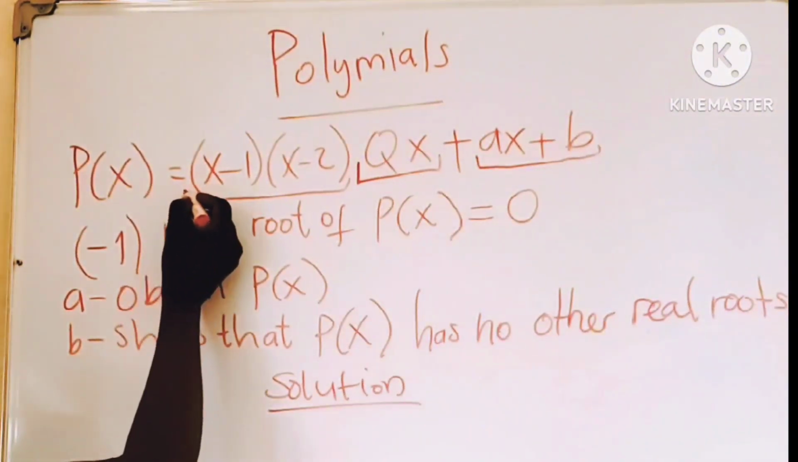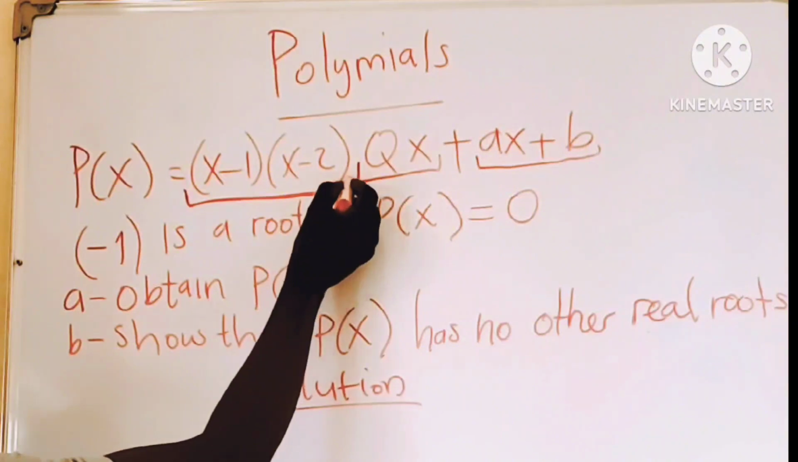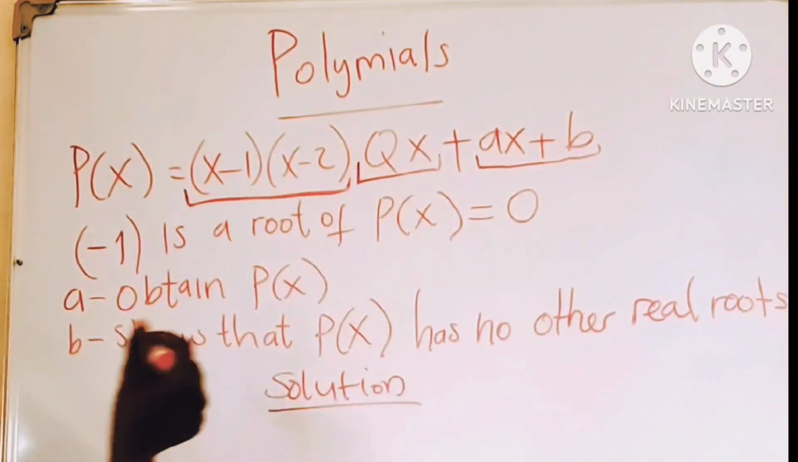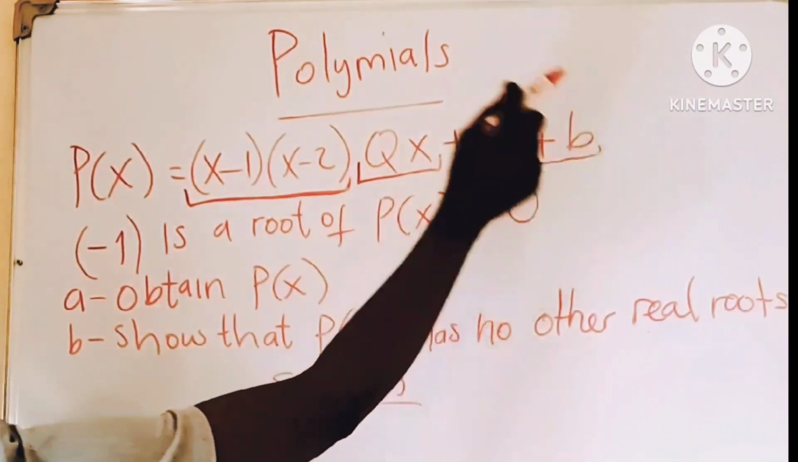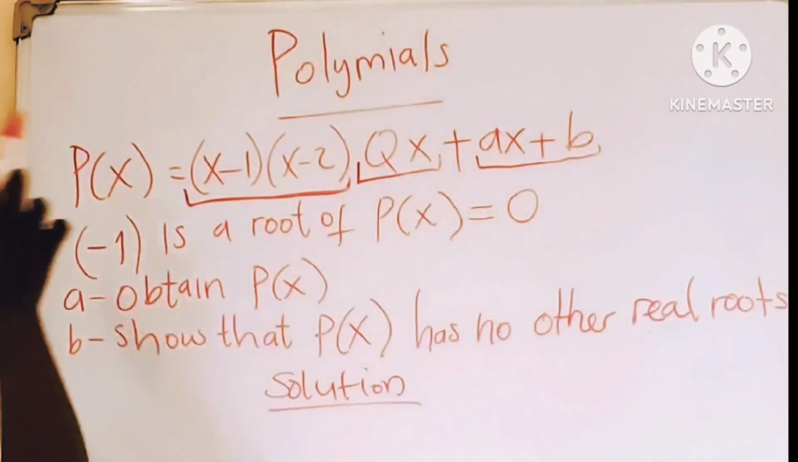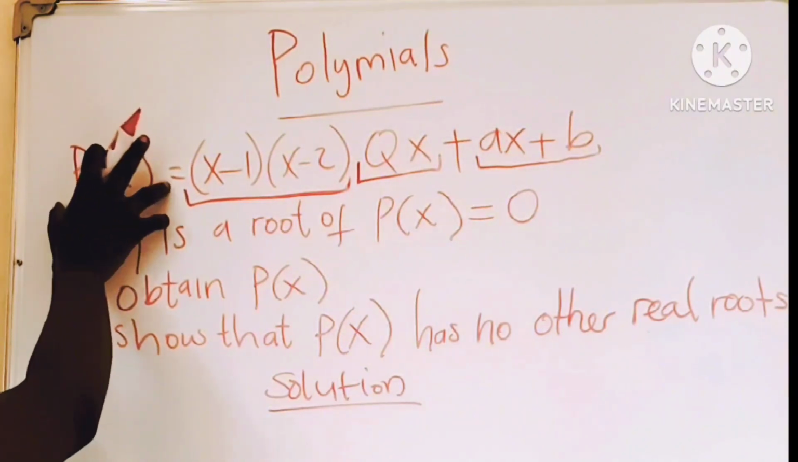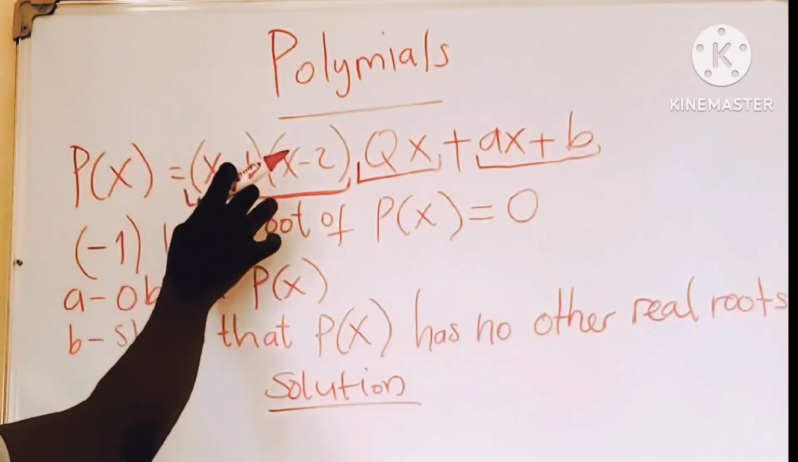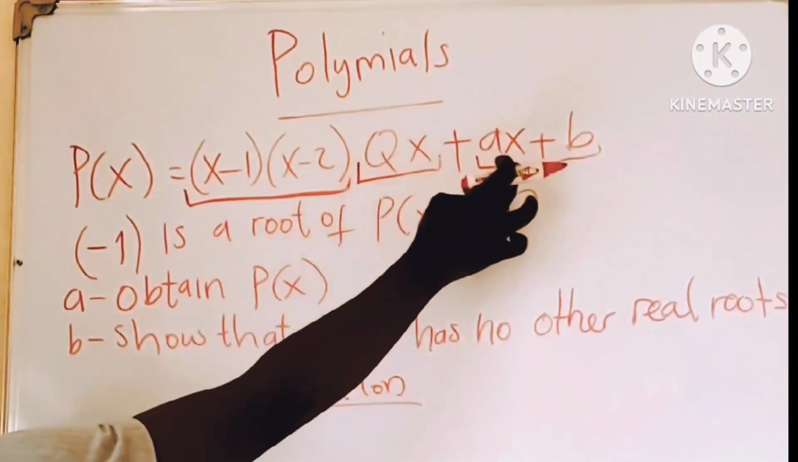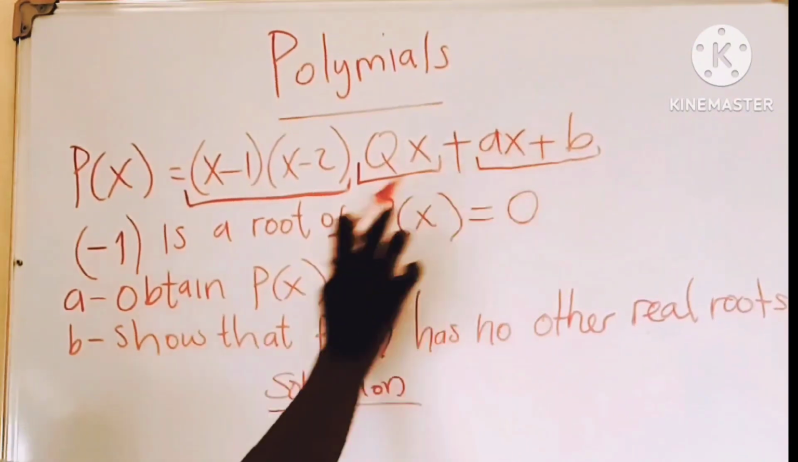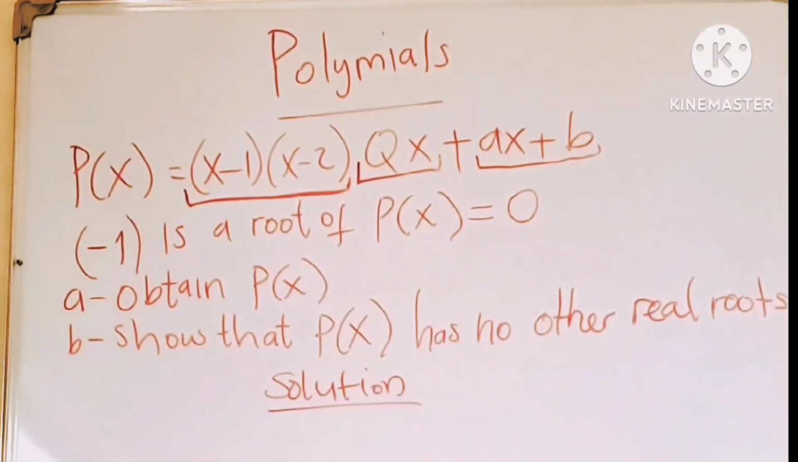Now, this is the divisor, as we saw earlier. This is the quotient, and this is the remainder. So this is the dividend of the polynomial. This is the divisor. This is the quotient, and this is the remainder. So we have already gotten the values of A and B, and for us to obtain P of x fully, we need the quotient.